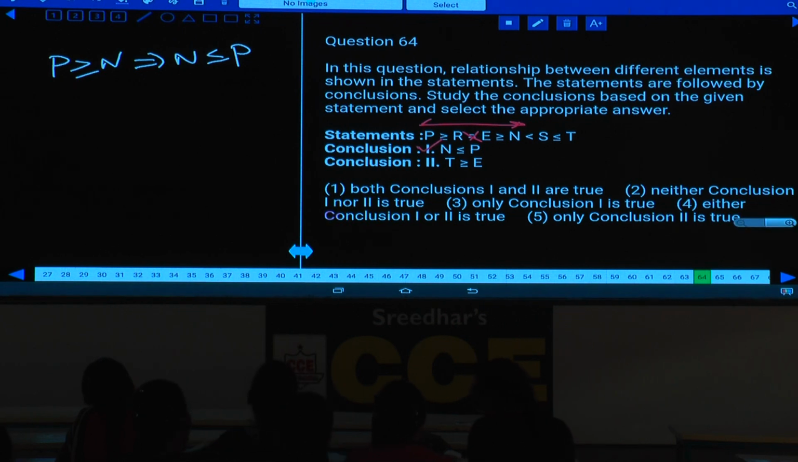Then next one, T and E. E is here and T is here. Between E and T, there is 1 greater than, 1 lesser than, 2 opposite symbols. This is false. Then what is your answer? Only conclusion 1 follows. Only conclusion 1, that is choice 3.